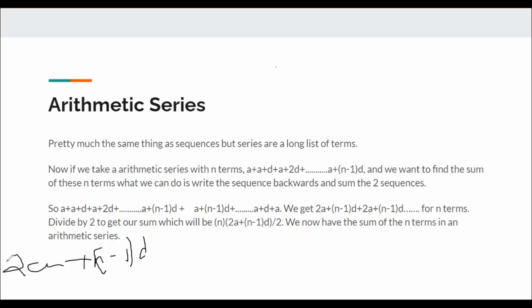Every term sums to 2a plus n minus 1 times d, and you have n of these terms. If you divide that by 2, that's going to be your sum. So the sum of the n terms in an arithmetic series is n times 2a plus n minus 1 times d, over 2. You don't need to memorize that. You can just remember the technique to quickly derive it.